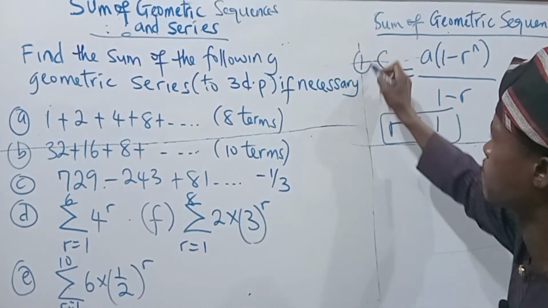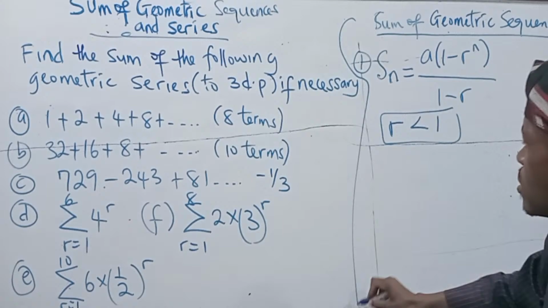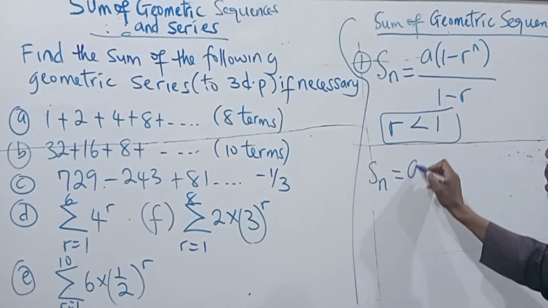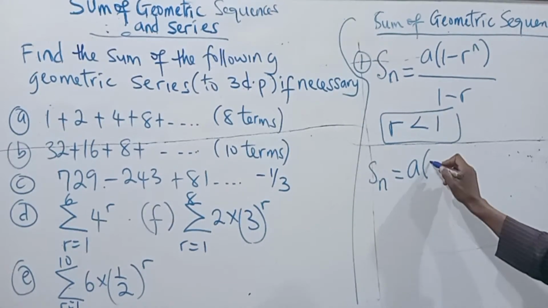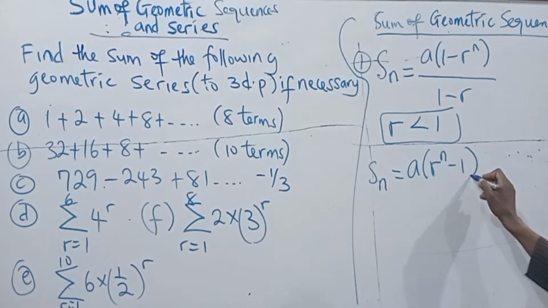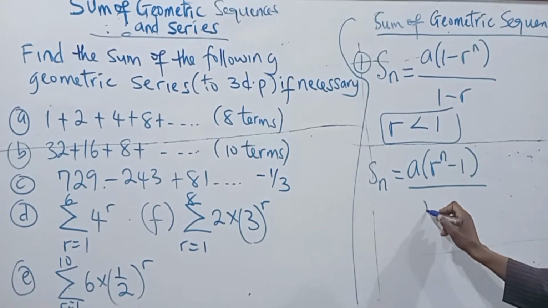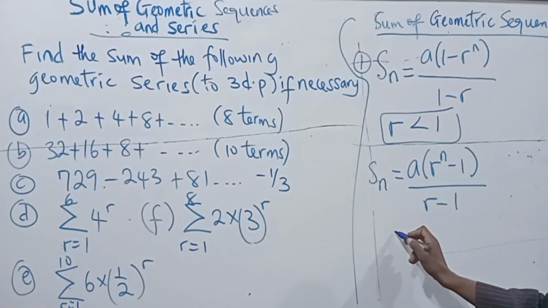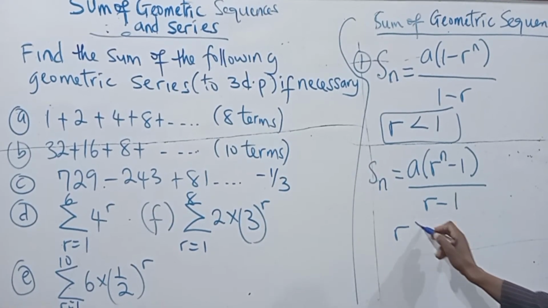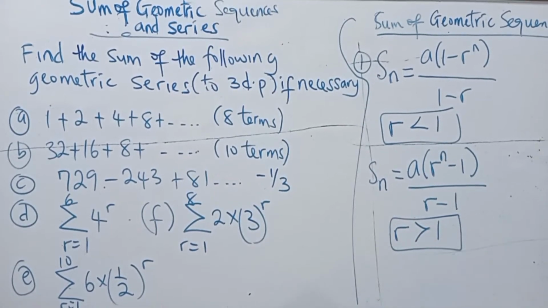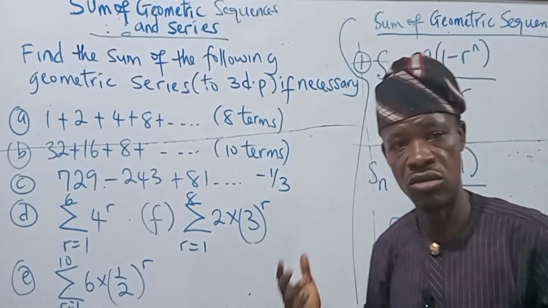That's one formula. The second formula is the first term times the common ratio to the power n minus 1, all over the common ratio minus 1. This is the case when the common ratio is greater than 1. So these are the two formulas for the sum of a geometric sequence or series.